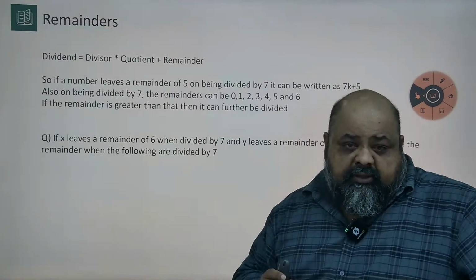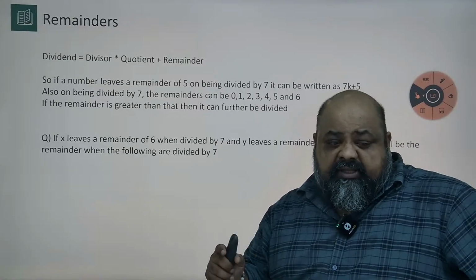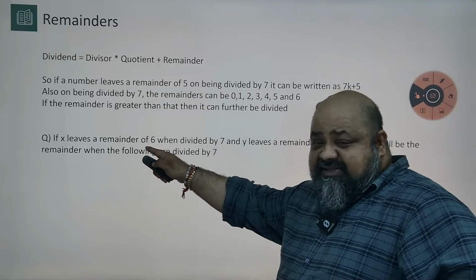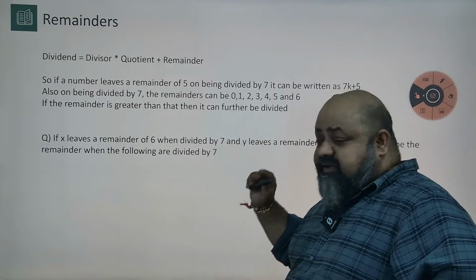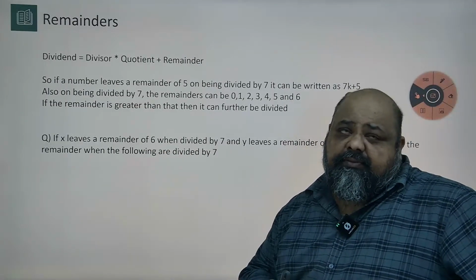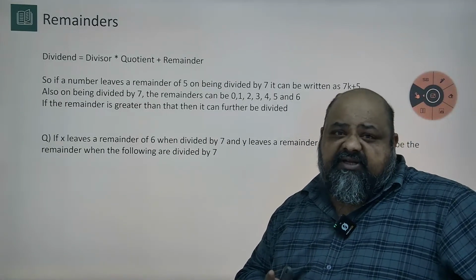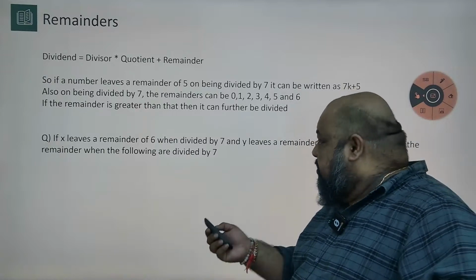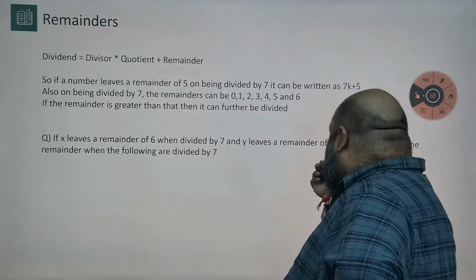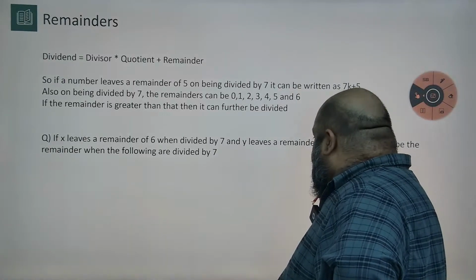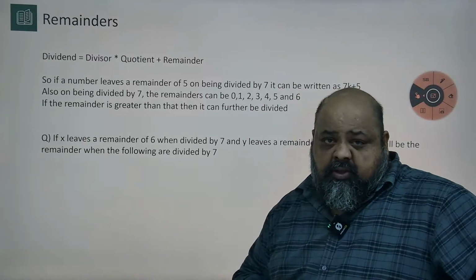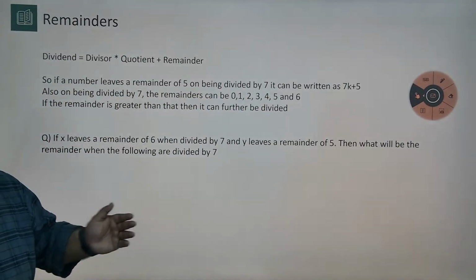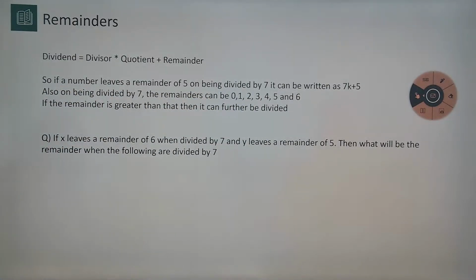Now, the first concept that we will use for remainders. If x leaves a remainder of 6 when divided by 7, x could be 7 plus 6, 13, x could be 14, 20, 27 and so on. And y leaves a remainder of 5 when divided by 7. So for x, the general form is 7a plus 6. For y, the general form is 7b plus 5.